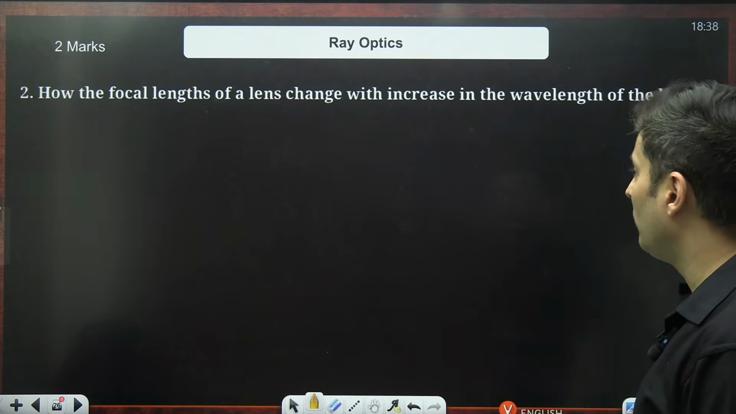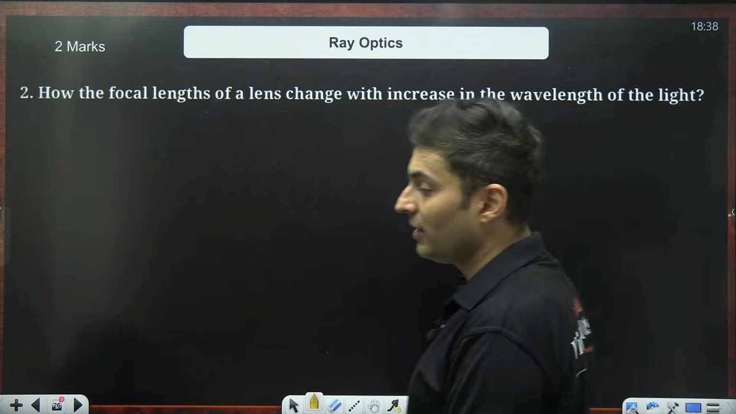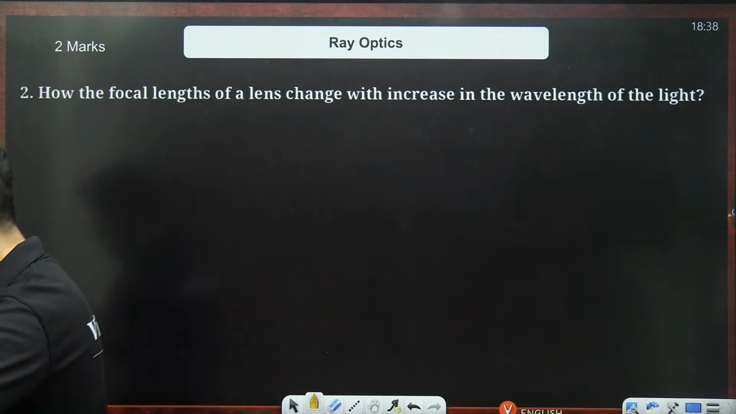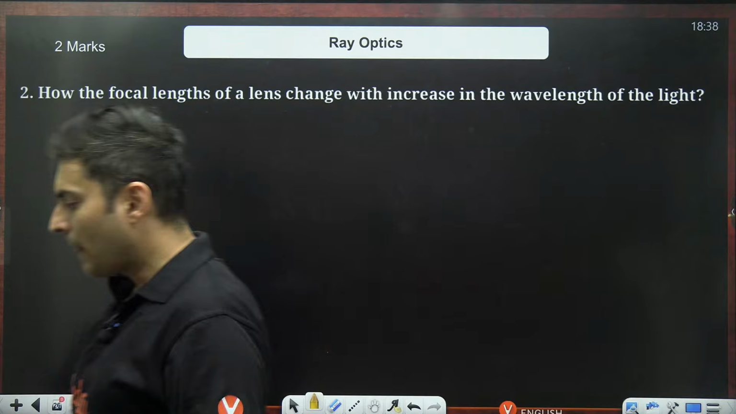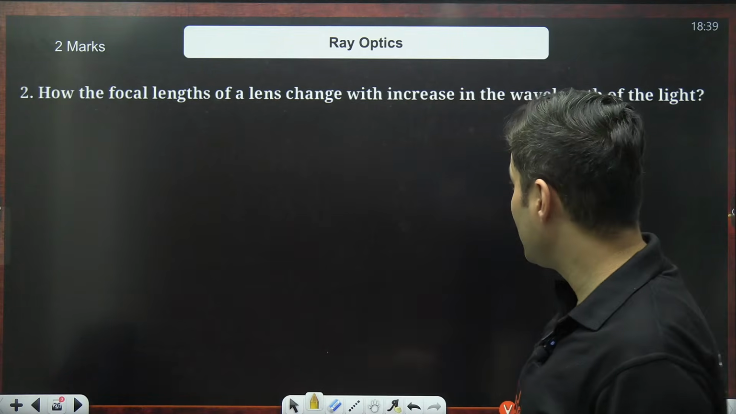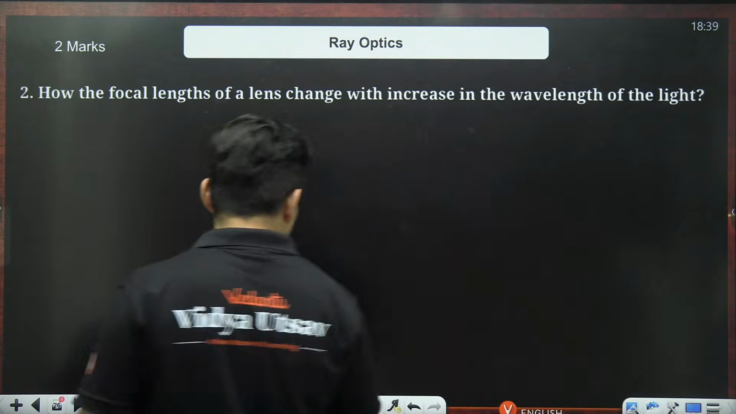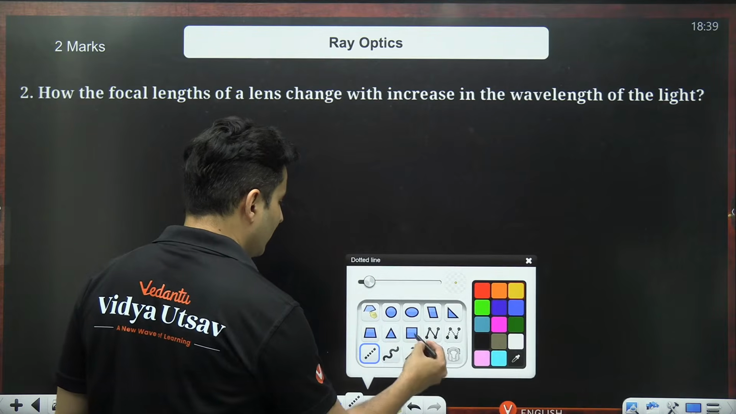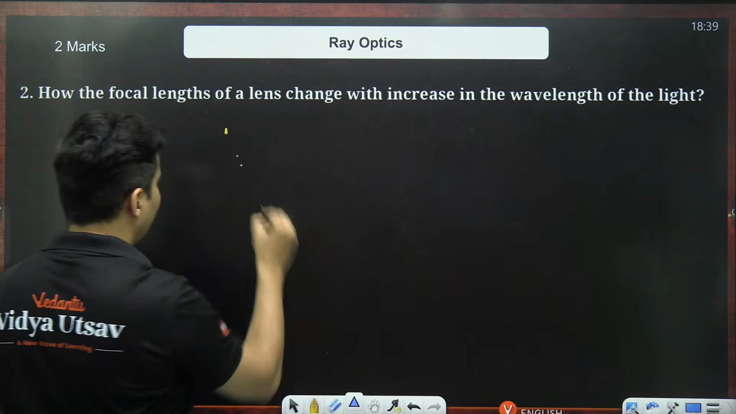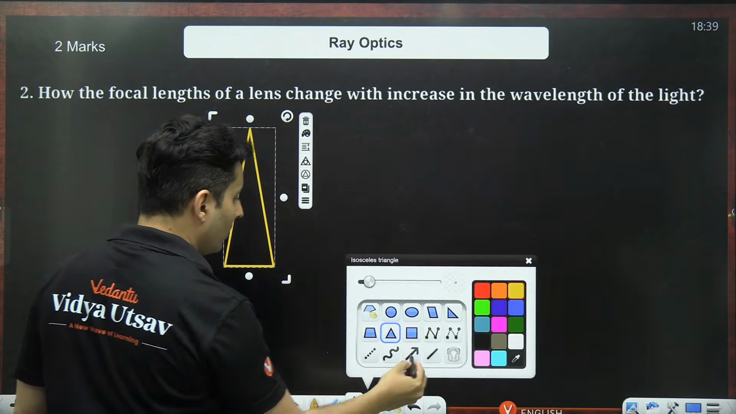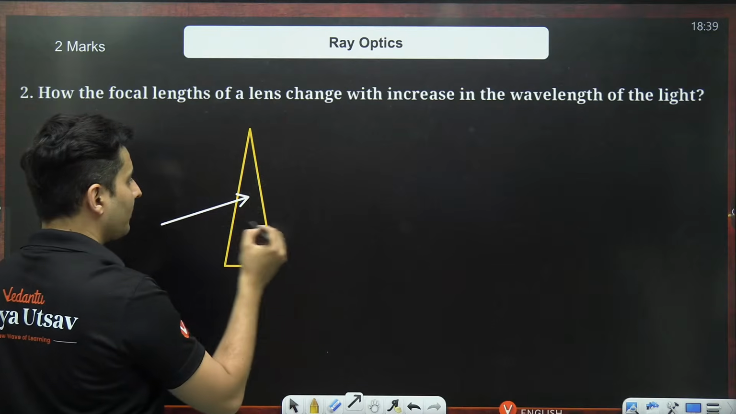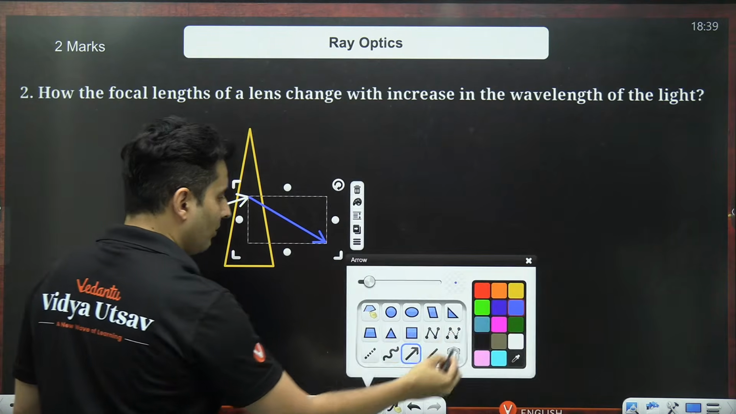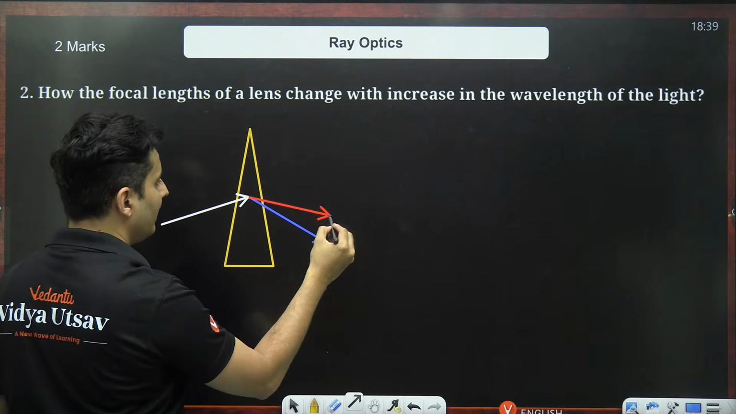How does the focal length of a lens change with the increase in the wavelength of light? Very nice question. Yes, endoscopy, man. Come on, my dear warriors, answer this question quickly. Now, this is based on the phenomenon of dispersion, and we know that if you have a prism and you pass white light inside of it, then it is the violet light which is deviated the most, whereas the red light is deviated the least.